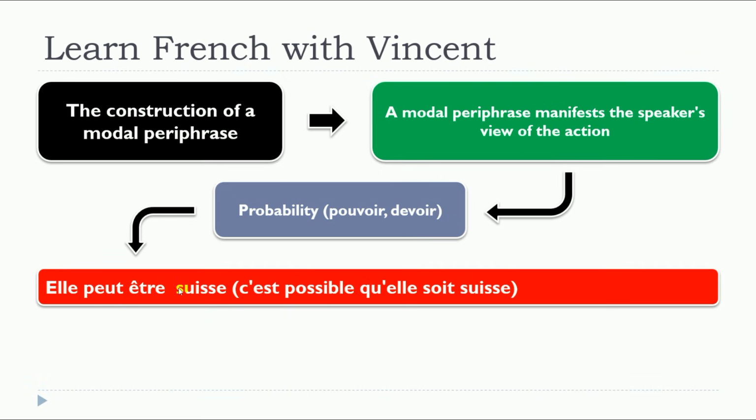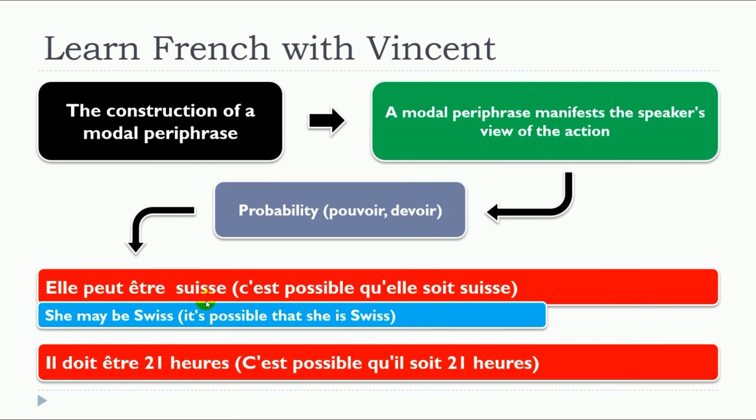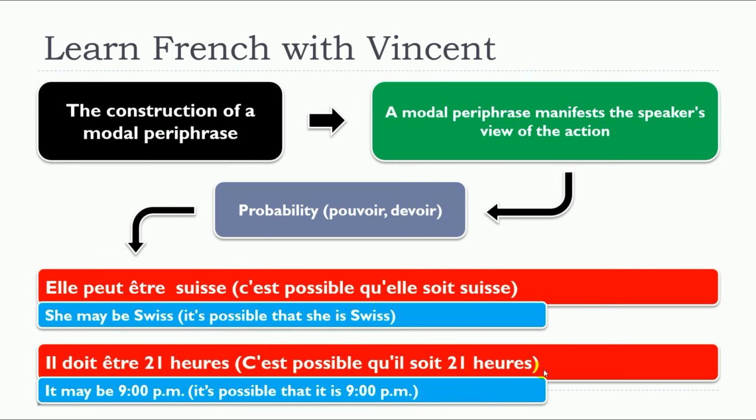Elle peut être suisse, meaning by that, c'est possible qu'elle soit suisse. Il doit être 21h, meaning by that, c'est possible qu'il soit 21h. So as you can see in these cases, we're using pouvoir and devoir to express something that might be possible, it's probable. Elle peut être suisse, il doit être 21h.